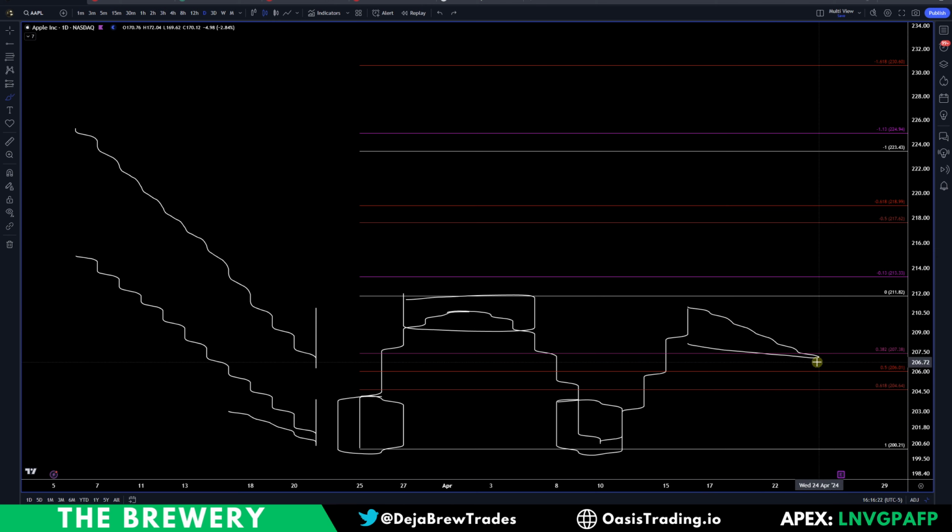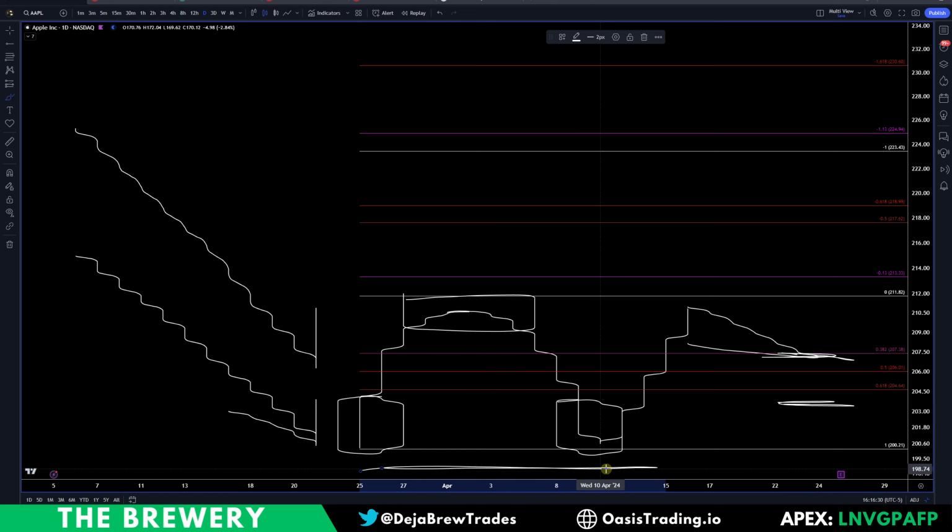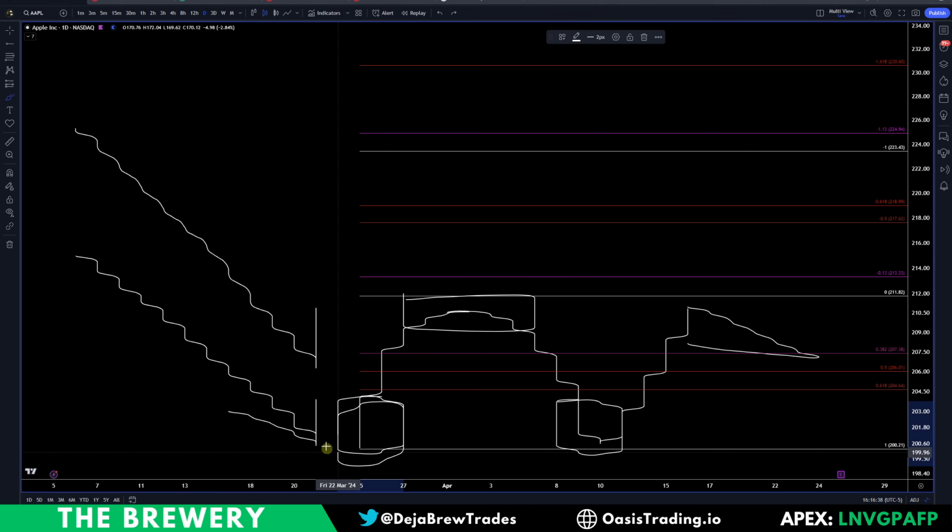The entry is either on the pullback of the bull flag. Your stop loss is either below the 618 or below the double bottom, whichever one is safer. Sometimes the double bottom is too far away. And then for targets, we take the Fibonacci from the first set of legs to the high of the back, and we want to look for these extension levels.